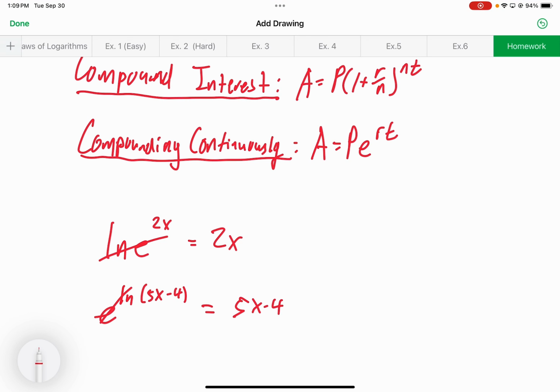Trying to think of what other type of natural log things we would need to be reminded of. I think that's mostly it. Is that okay? Okay.